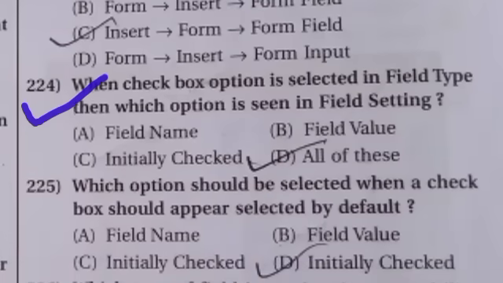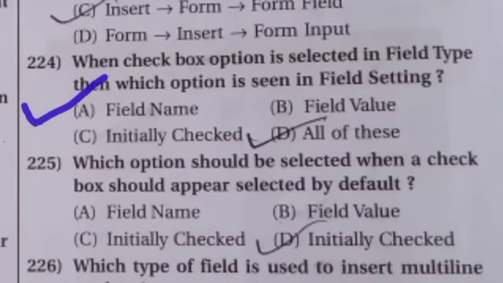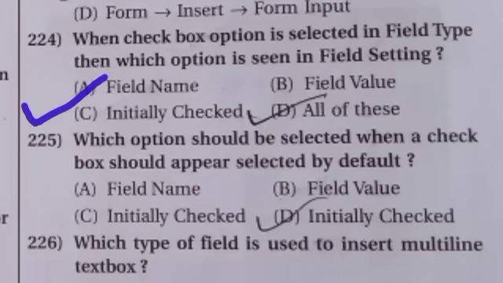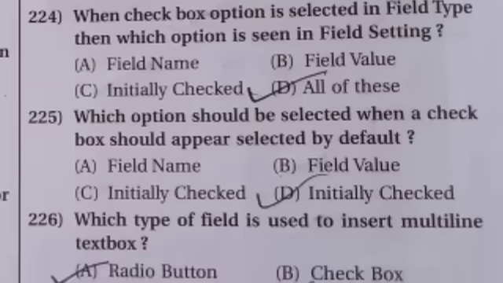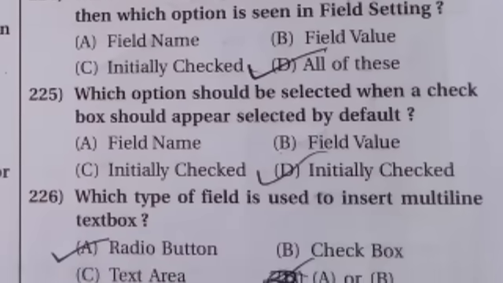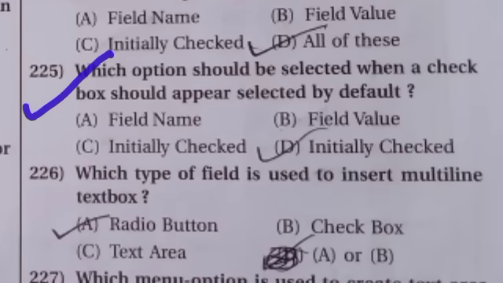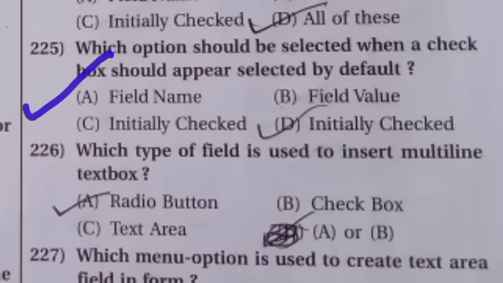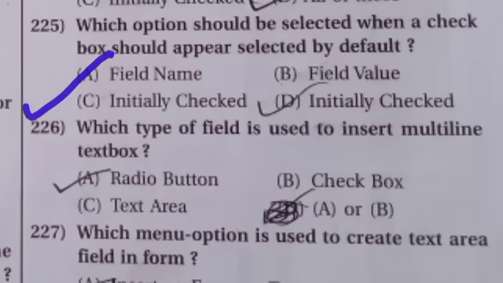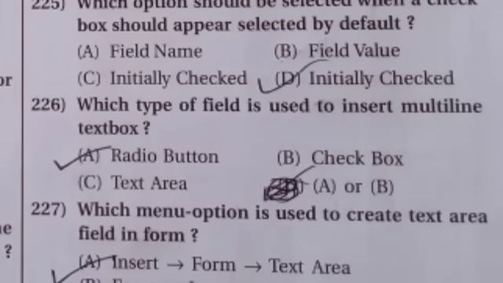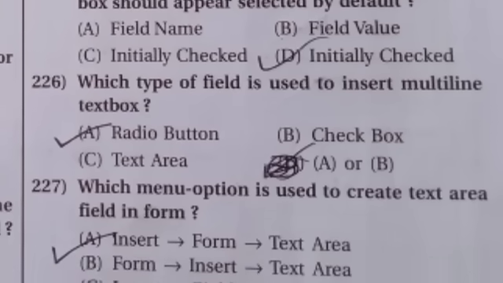When checkbox option is selected in field type, then which option is seen in field setting? Answer is D, all of these. Which option should be selected when a checkbox should appear selected by default? D, answer is initially checked.